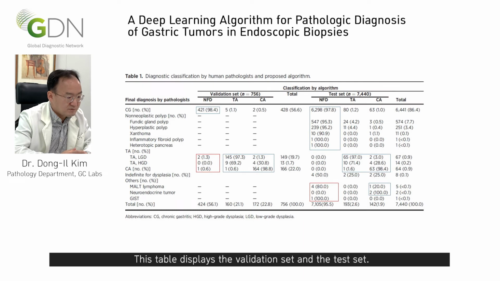This table displays the validation set and the test set. The red boxes are false negative cases. There were 3 cases in the validation set. There were 5 cases in the test set. 5 cases occurred due to a lack of training. I'm going to explain to you part by part in the next slide.